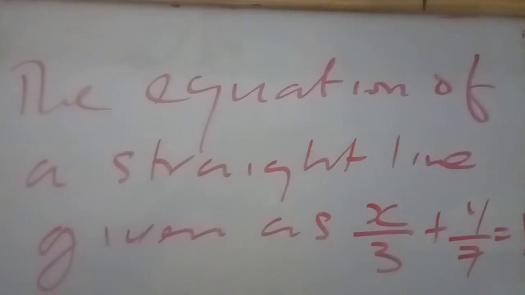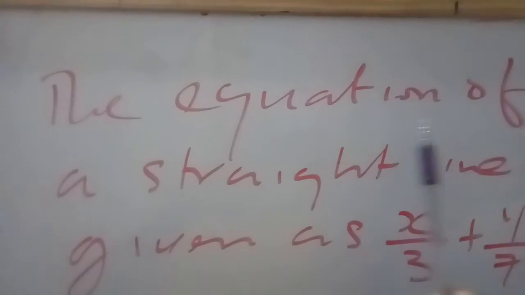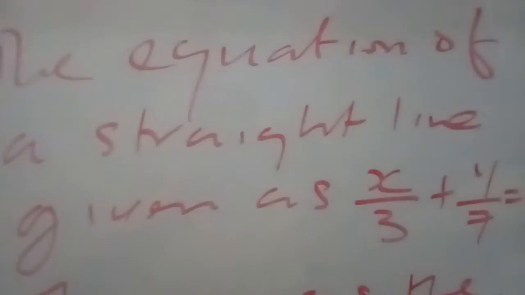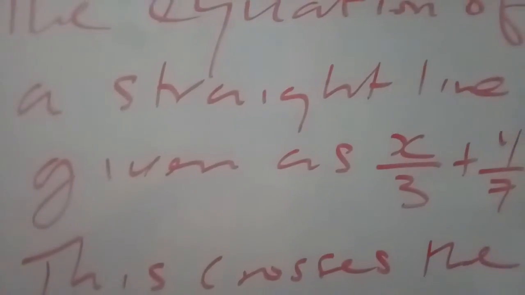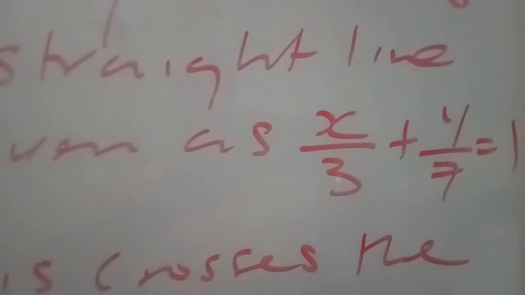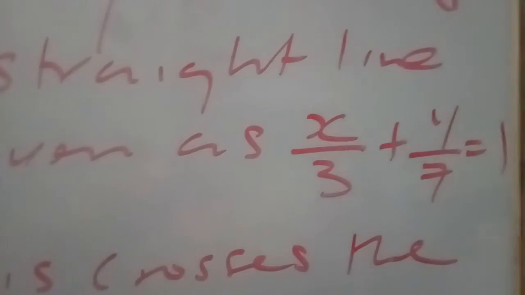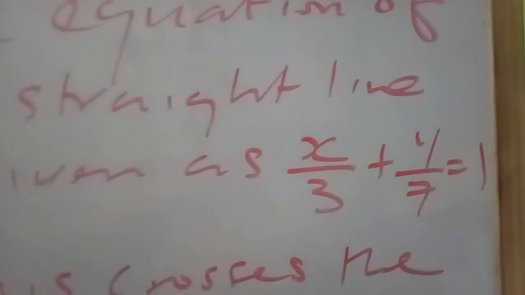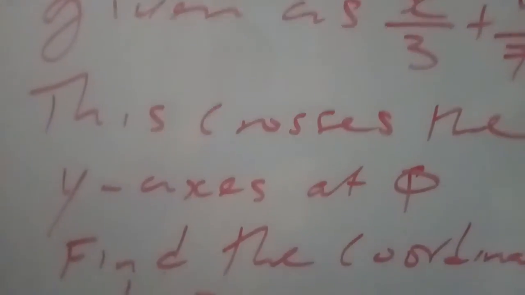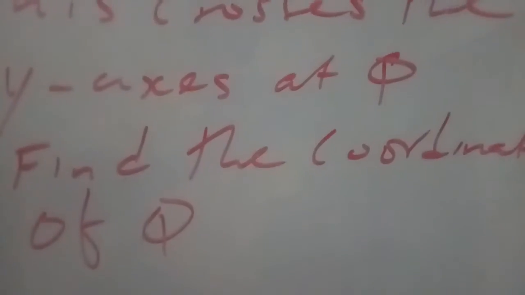Here we are given the equation of a straight line, x over 3 plus y is equal to 1, right? This crosses the y-axis at Q. Find the coordinates of Q.